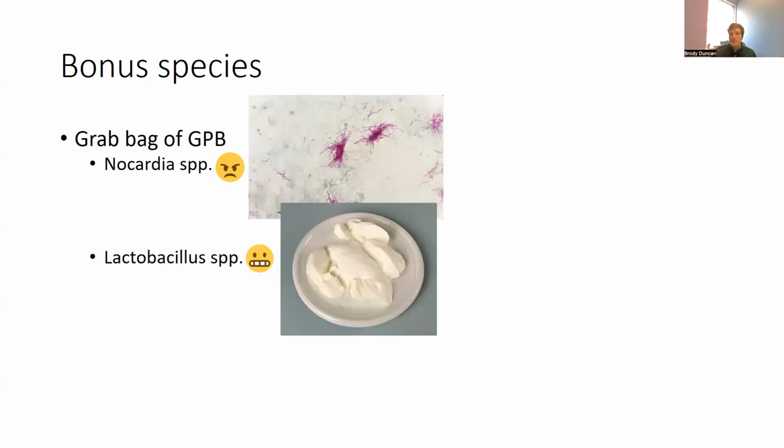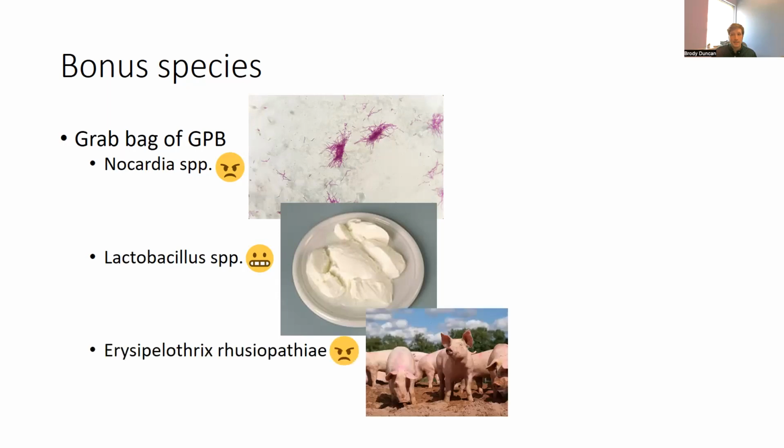Lactobacillus is a species that you may have heard about because it's commonly used as a probiotic. You find it in yogurt and in fermented foods, and you can also take pills with lactobacillus. This is an organism that gets a bit of a free pass because most of the time it's a contaminant. But again, if it gets where it's not supposed to, somewhere deep inside the body, it can cause disease.